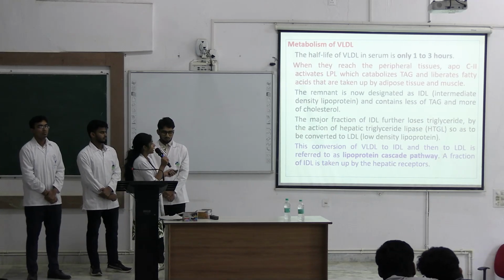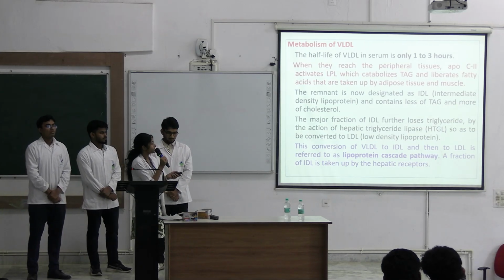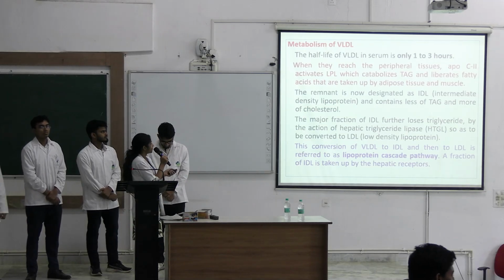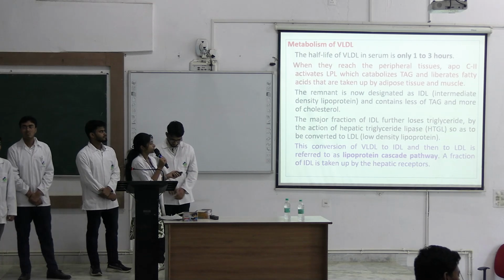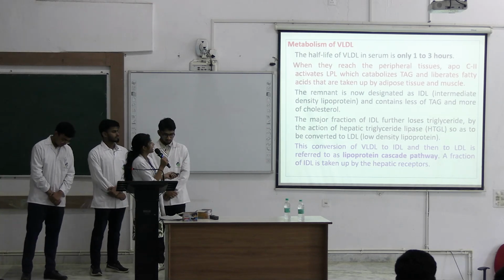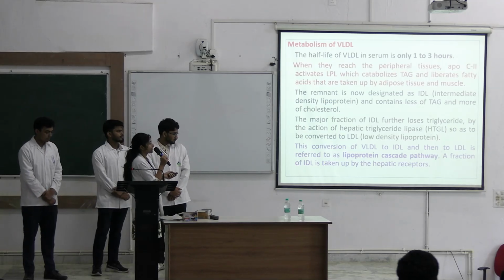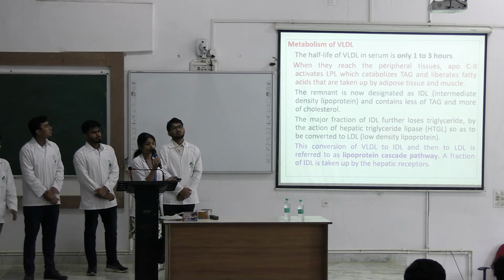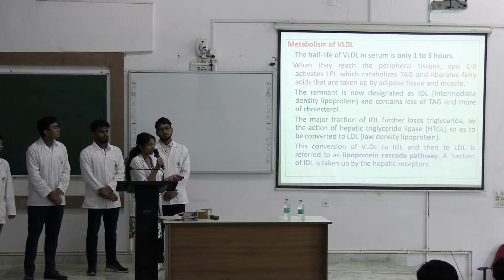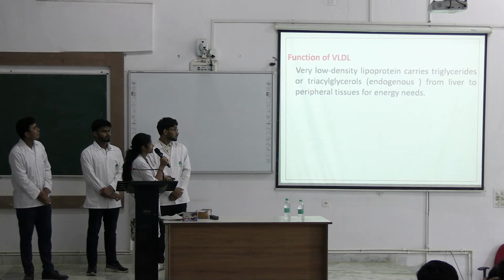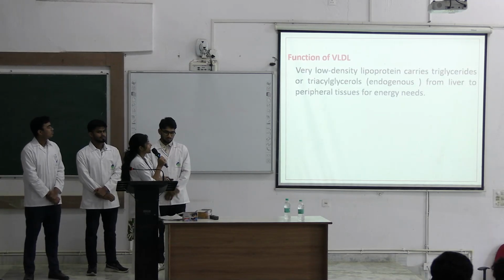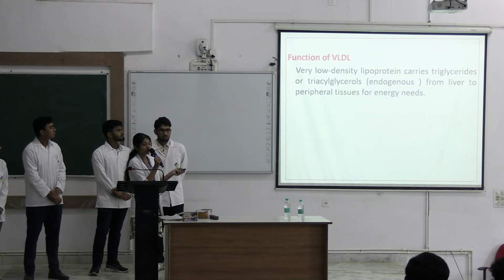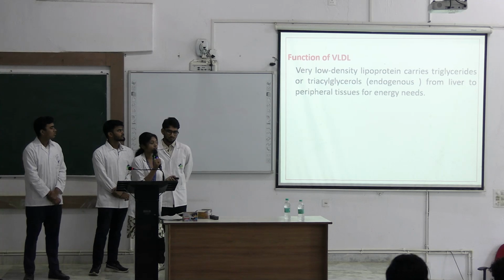Now, the remnant is designated as IDL, that is intermediate density lipoprotein, and contains less triacylglycerol and more cholesterol. The major fraction of IDL further loses triglyceride by the action of hepatic triglyceride lipase so as to be converted into LDL. This conversion of VLDL to IDL and then to LDL is known as the lipoprotein cascade pathway. Now, the function of VLDL. The VLDL carries triglycerides or triglycerols from the liver to the peripheral tissue for energy intake.